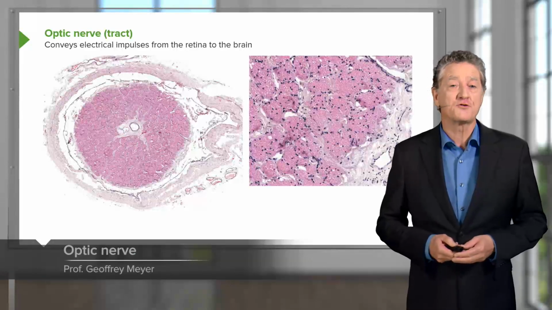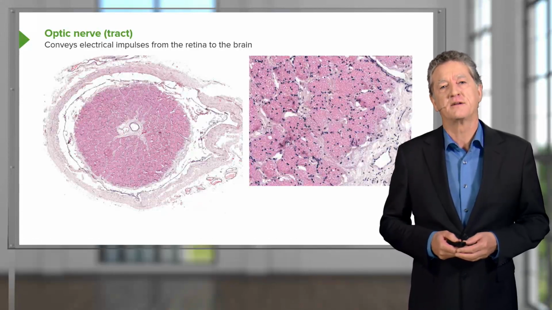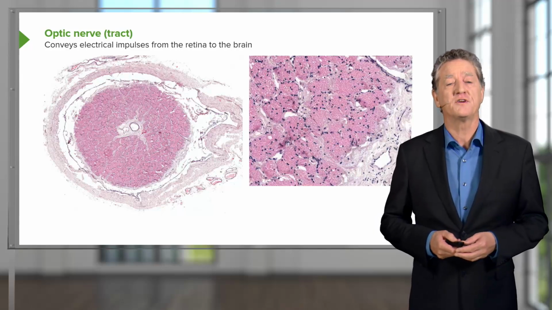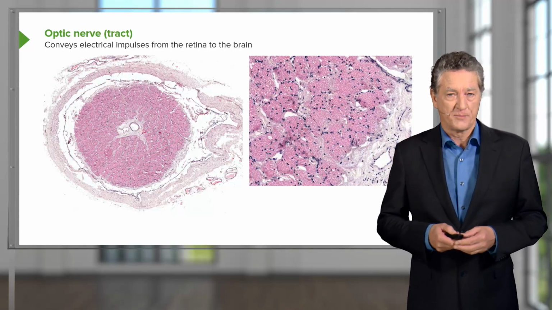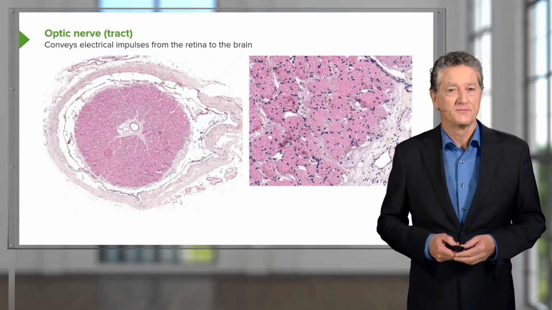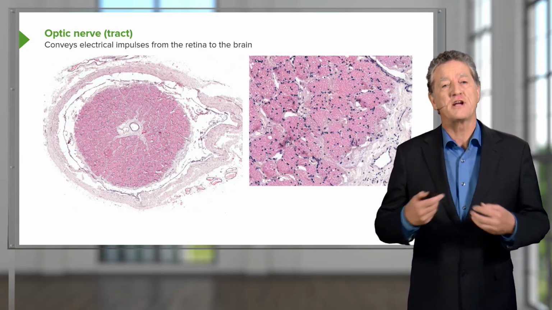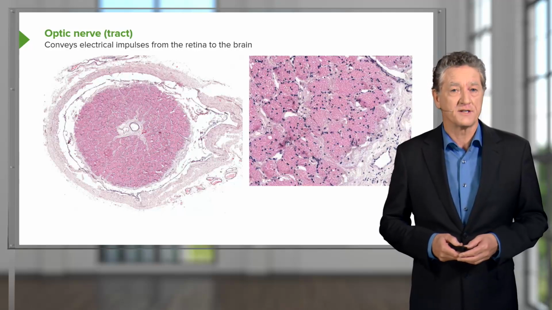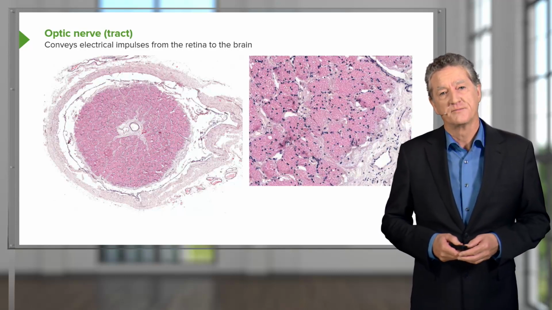Let me just point out the structure of the optic nerve. In brackets there I've put tract for the reason I explained earlier in the lecture. On the left-hand side you can see the optic nerve with a very characteristic central artery in the middle. And the purple stained components you see there are all the axons and their supporting cells. Those axons are projecting from the ganglion cells in the retina at the optic disc, which doesn't have any photoreceptors in it, so that's our blind spot.